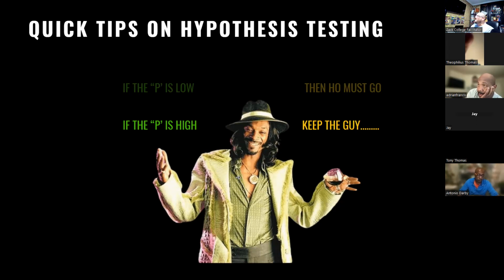So what I'm trying to say here, if p is low, H0 must go. If p is high, keep the guy. If your p-value is lower than 5%, your null hypothesis is going to be rejected right off the bat. If your p-value is higher than that 5%, a margin of error means that there is likelihood there could have been an error that occurred.